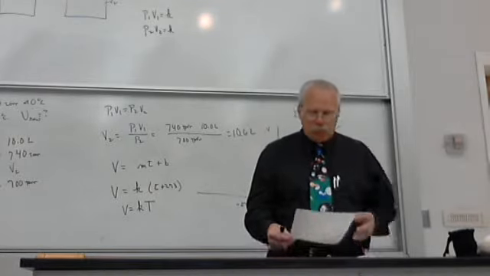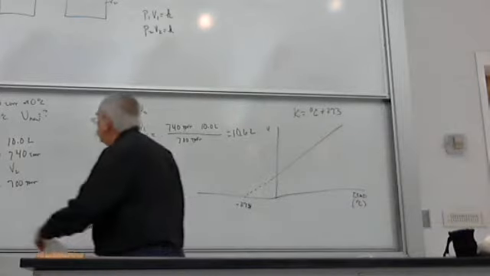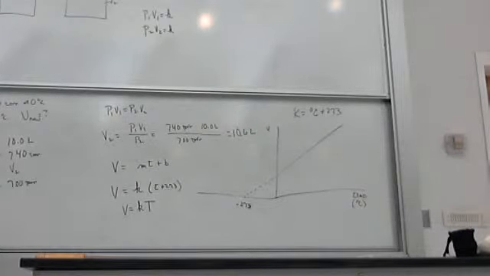So let's try a couple of these. About 25 degrees centigrade. Tell me what it is in Kelvin. 100 degrees centigrade. Tell me what it is in Kelvin. 223 Kelvin. Tell me what it is in centigrade. Go, you have 12 seconds.